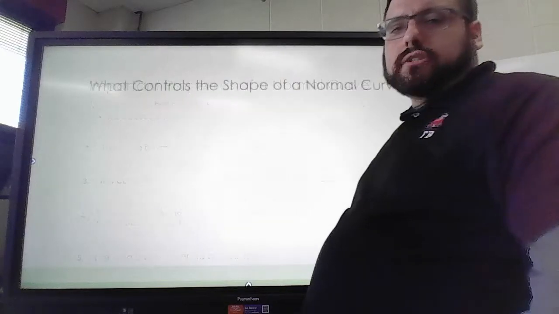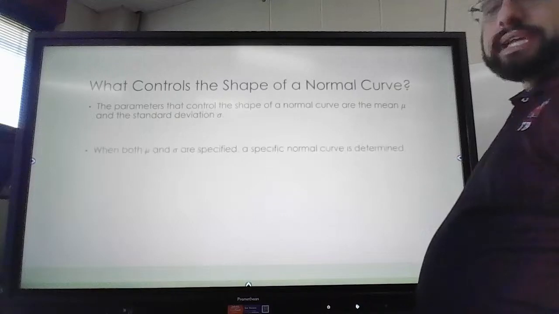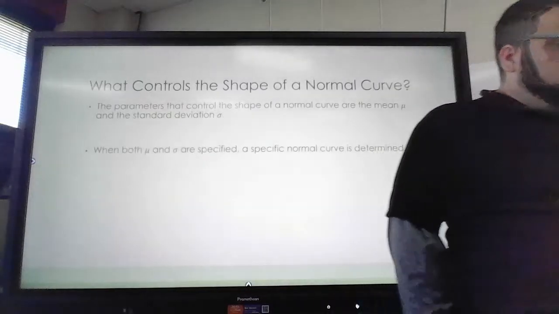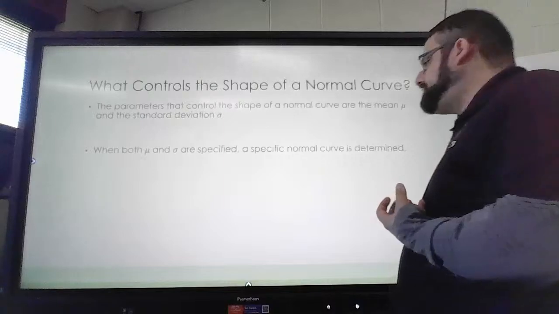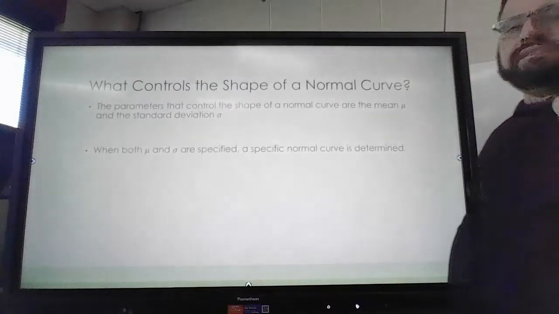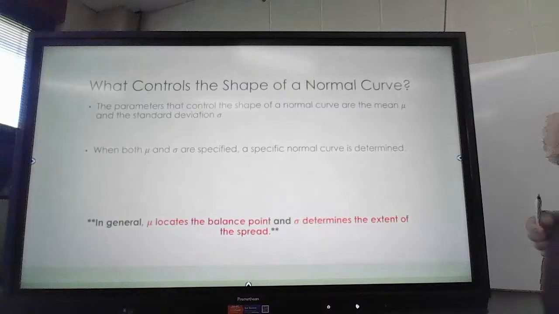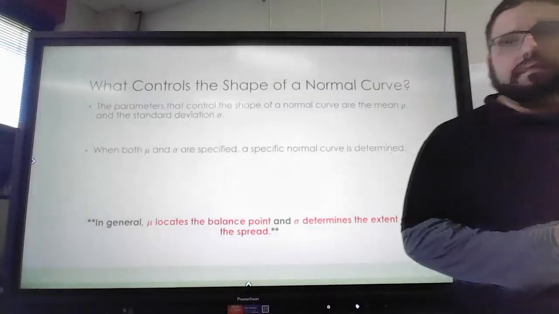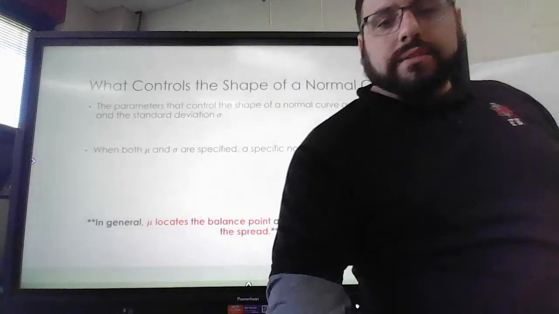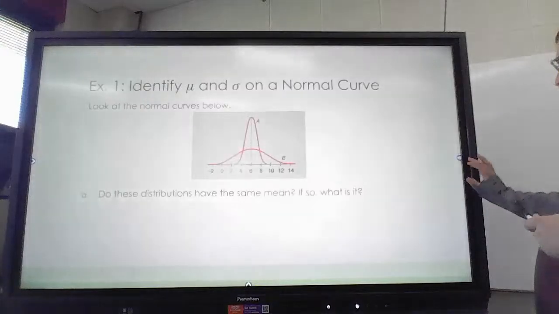Now, what actually controls the shape of a normal curve? Two things control it: the mean and the standard deviation. When you have a specific mean and standard deviation, you can create a specific normal curve. In general, the average, the mean, locates the balance point, and the standard deviation determines the extent of the spread. So let's practice identifying mean and standard deviation.